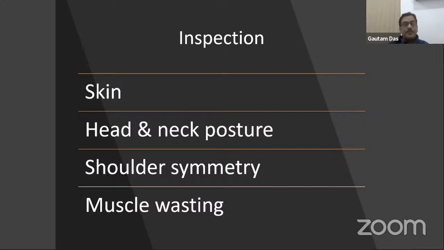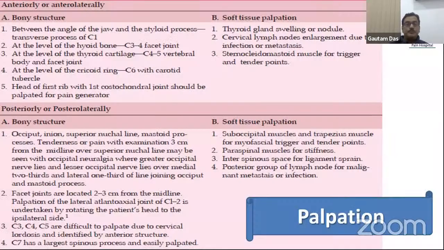So coming back to inspection, you should look for muscle wasting, and whether the shoulders are symmetrical, particularly if there is a palsy of the 11th nerve, the spinal accessory, there might be drooping, and sometimes the spinal accessory is also causing the pain. So now comes the palpation.